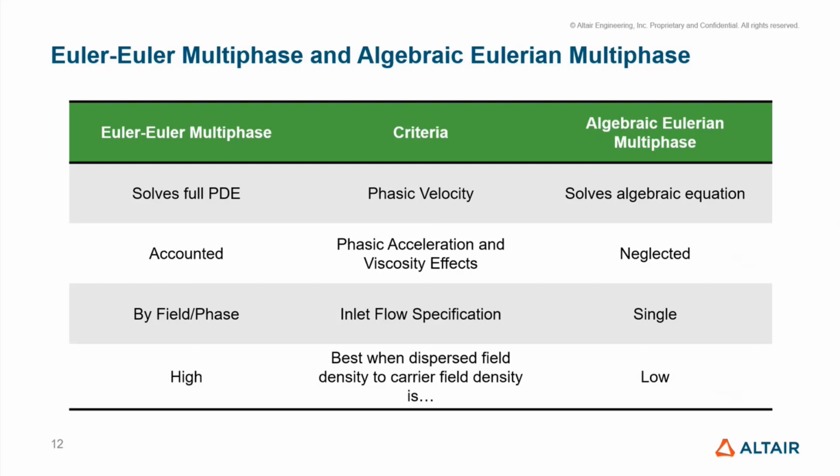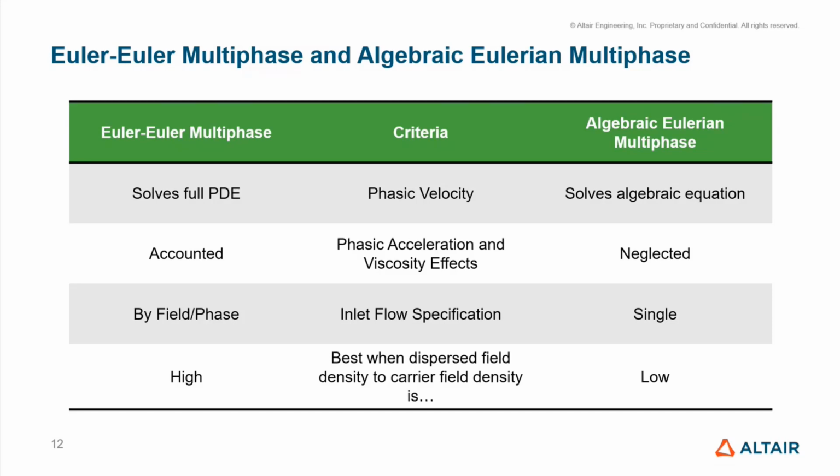As I mentioned earlier, Euler-Euler multiphase is the most accurate approach for multi-phase scenarios, but there is an additional 10 to 20% compute cost due to the extra solve of momentum and continuity for each of the dispersed phases.